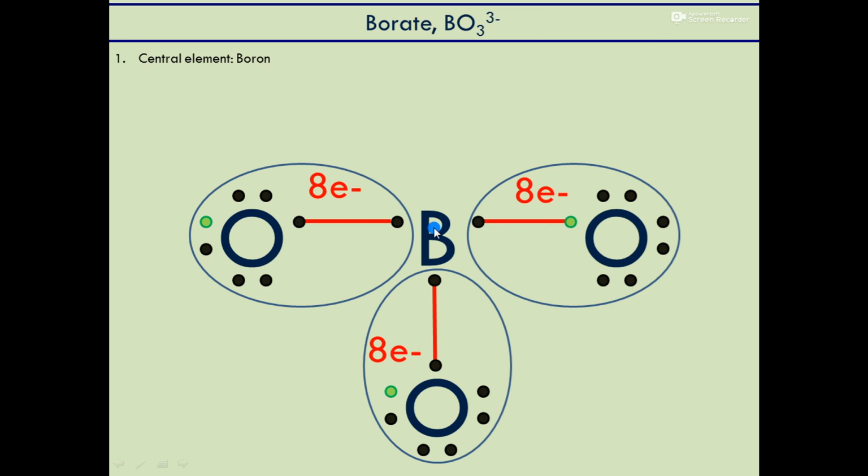For boron, how many electrons are shared with boron? 1, 2, 3, 4, 5, 6. So it has only 6 electrons. It doesn't obey the octet rule. But I'll show you a model later on where we can force the octet rule on boron, and we will also prove why it is wrong to do that.